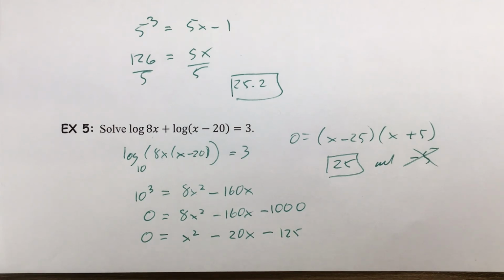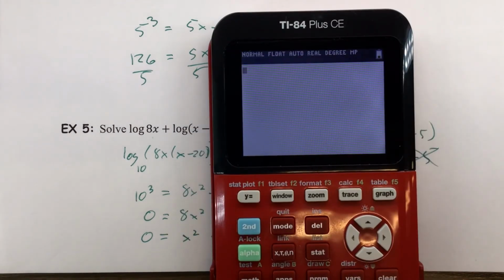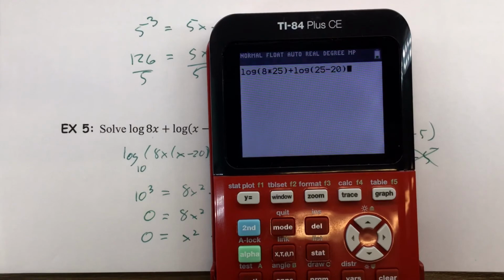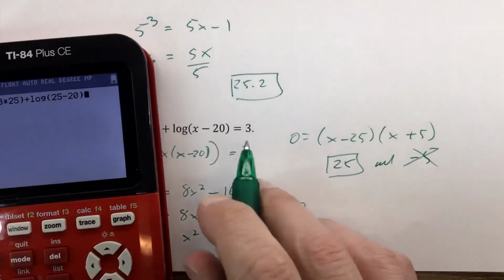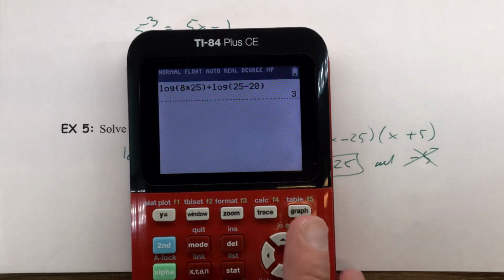All right, let's go ahead and test that out just to see that it does work. We're going to take log of 8 times 25 plus log of 25 minus 20, and we should get back 3, which we do.